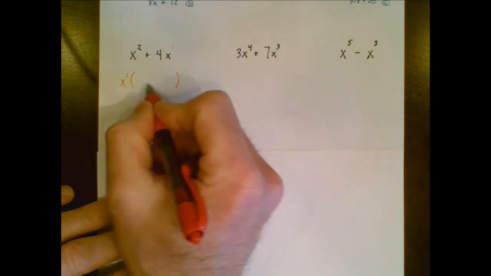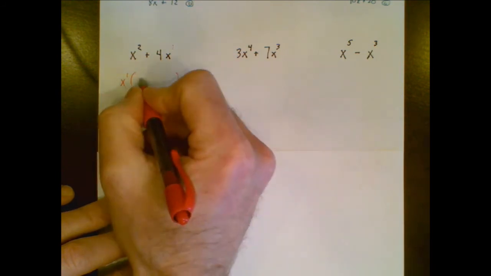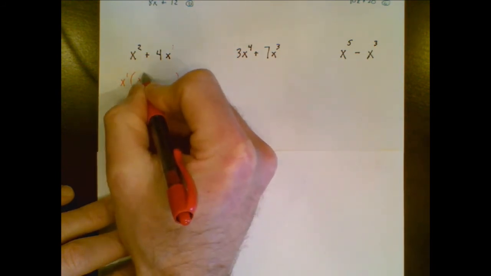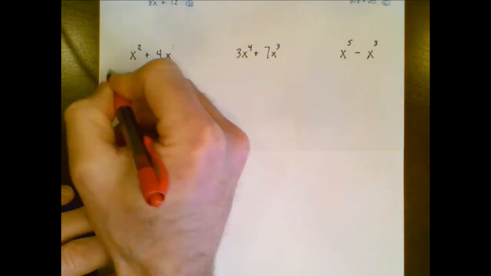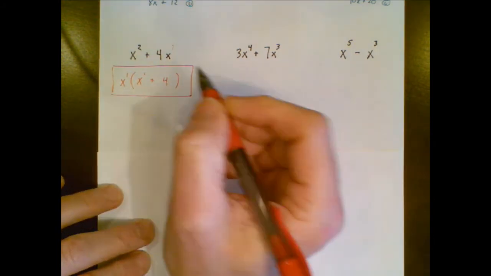And now I need to know what am I going to put inside here. Well, I'm going to put an x, and you could put the first power if you want, plus 4. And that's going to be my final answer. But how did I know to do that?